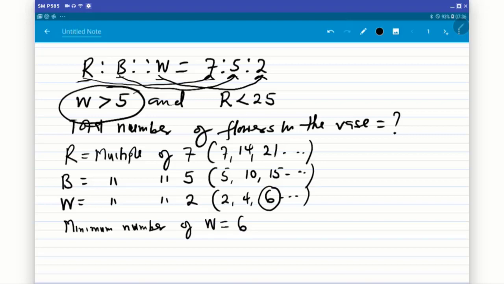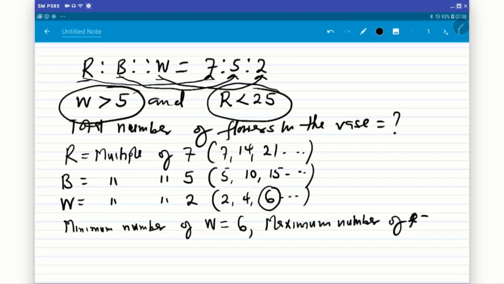Okay, now the other information is about the red flowers. We have less than 25 red flowers. Less than 25 red flowers. And if you have less than 25 red flowers, what does that mean? It means that from our red flowers, as you can see, red must be a multiple of 7: 7, 14, 21. Then it means the maximum number of red flowers must be 21. Yes, 21, because it must be less than 25 and must be a multiple of 7. So it must be a maximum of 21.